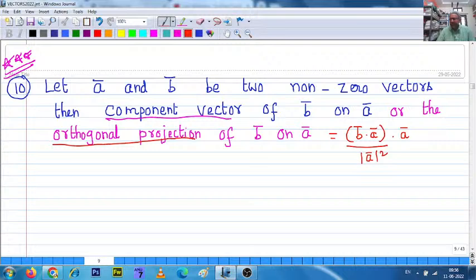So on similar lines, in a similar pattern, you are able to find the component vector of a bar on b bar also. That also we can determine now. So next let us move to that one.